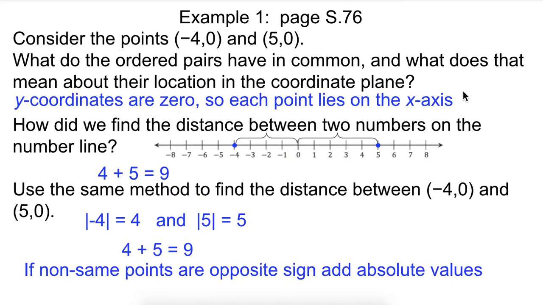Okay. Then they are the non-same points. And we're talking about non-same points. That'd be like the -4 and 5. So in this case, the x-coordinates are the non-same points. The y-coordinates are the same. They're both 0. And that's going to be the case for the points we'll be working with. All of our ordered pairs will have either the x-coordinate or the y-coordinate the same, like on this one.